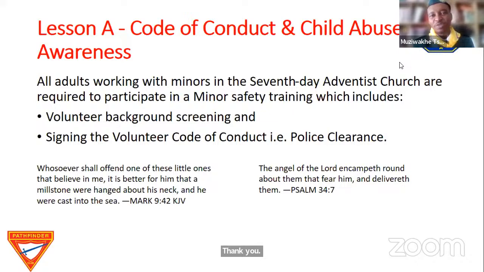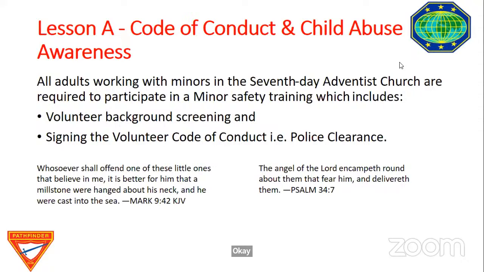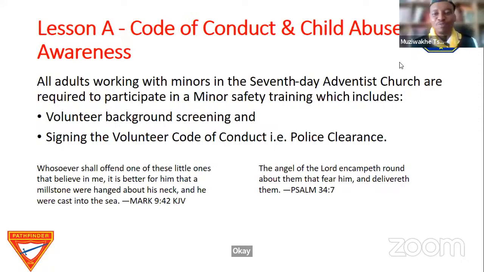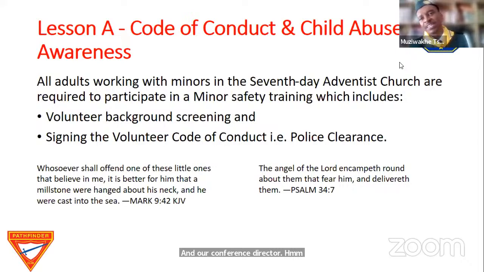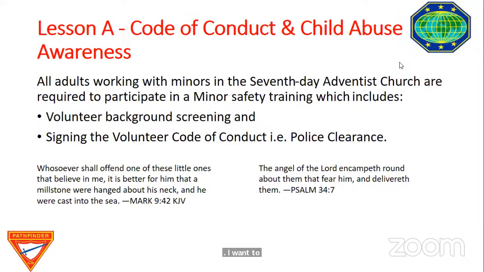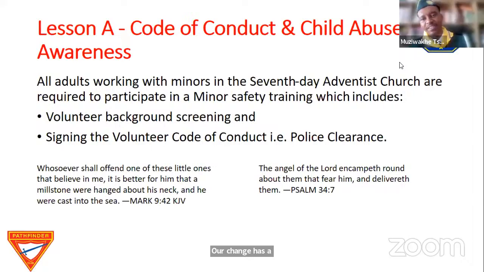My leader, let me first acknowledge that this is a very difficult question. I'm going to appeal to my leaders who are also on this platform to assist, and particularly our conference director. I want to emphasize that our church has a zero tolerance policy on child abuse of any form. I think that's the first statement that I need to put forth. We have a zero tolerance policy.